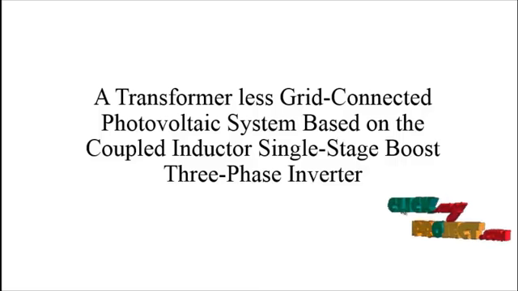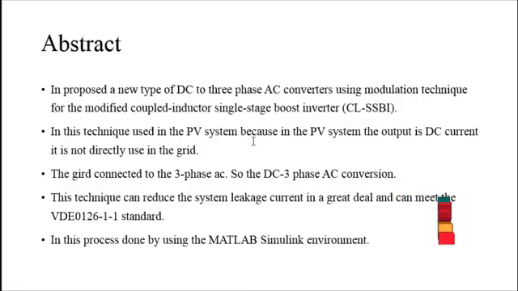Now we discuss a transformerless grid connected photovoltaic system based on the coupled inductor single stage boost 3-phase inverter. In this process we use the coupled inductor to boost the DC voltage level, and then we use a single stage inverter to convert the DC voltage into 3-phase AC voltage. The 3-phase AC voltage will be connected to the grid for analysis.